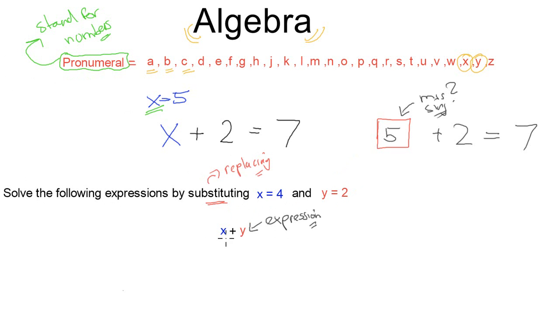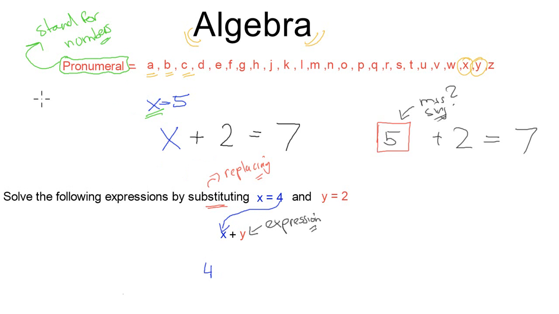What that means is instead of writing x plus y, we can now write 4, because x is the same as 4. And then instead of writing y, we write 2, because y is equal to 2. So now instead of having x plus y, we have 4 plus 2. And then we can solve it. So 4 plus 2 is 6. That would be our answer.